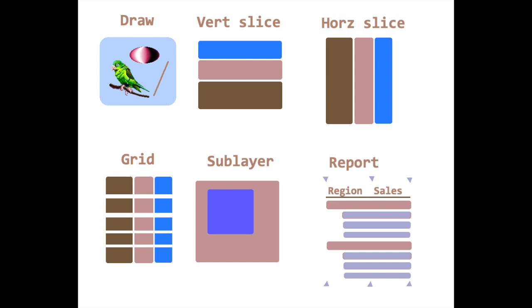Welcome to episode 4 of Beads. Here we're talking about the slicing and drawing system. You have freeform drawing, you have vertical slices, horizontal slices, you have a 2D grid, then you have a sublayer where you take a subsection out of a rectangle. Then you have the classic multi-columnar tabbed report, which is so common in computers.